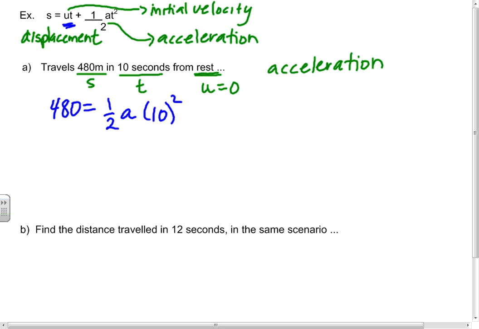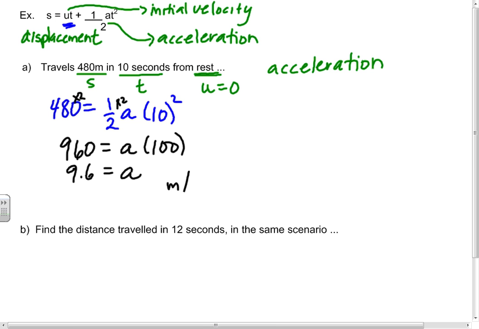I'm going to do one at a time. To get rid of a half, I'm going to multiply both sides by 2. So I have 960 equals A times 100. Dividing both sides by 100, I am going to get A is 9.6. And my units would be meters per second squared, which means meters per second per second. That would be my acceleration.